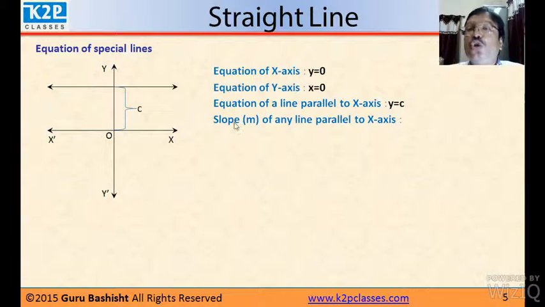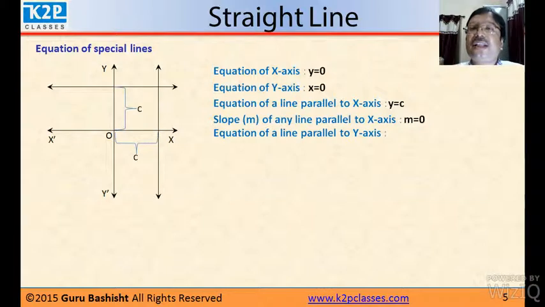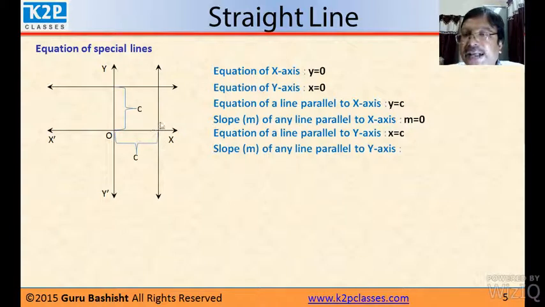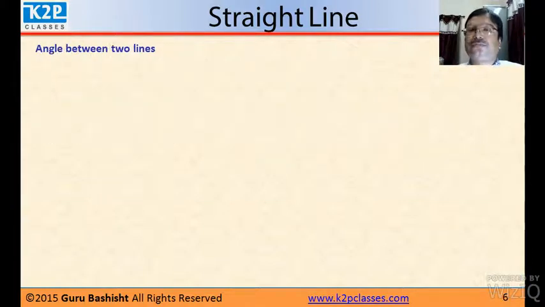Similarly, for the slope m of any line parallel to the x-axis, theta will be 0 and tan 0 is 0, so m is 0. Take any line parallel to the y-axis whose distance is c from the y-axis. So here x equals c. The slope: here the angle is 90 degrees, tan 90 is not defined, so m is not defined.